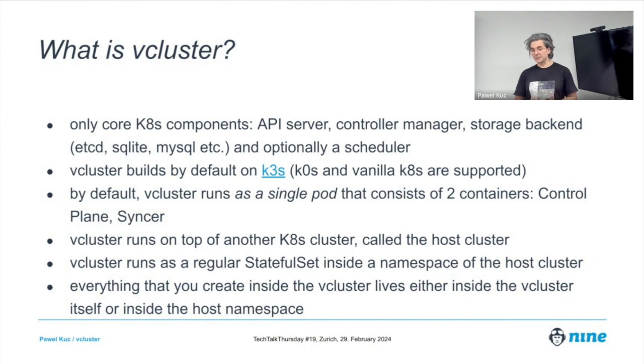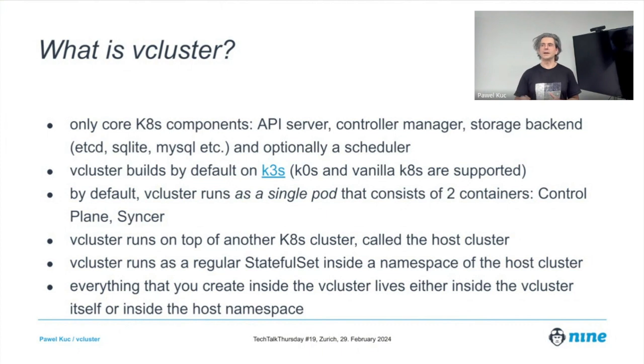And vCluster builds by default on K3s. K8s is like 10 letters, K3s is 5 letters, so it's like half the size of Kubernetes. So it's a lightweight version, but also the newest version of vCluster supports other Kubernetes distributions like Zero or even vanilla Kubernetes. And by default, vCluster runs this interesting concept.